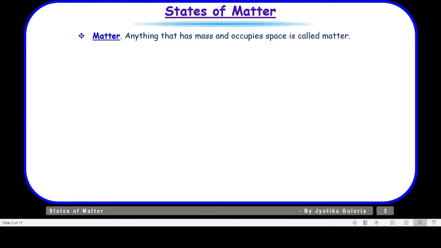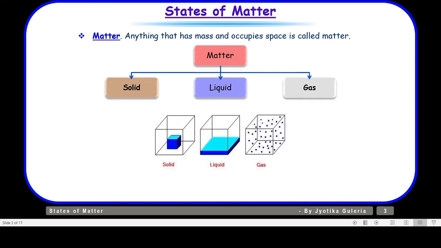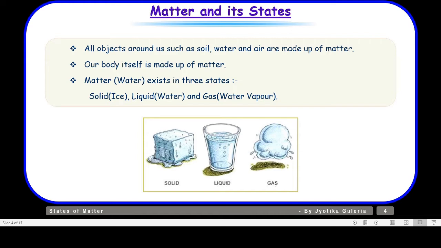So let us take up a quick revision of what is matter. Anything that has mass and occupies space is called matter, and we know that matter exists in 3 forms, that is solid, liquid and gas. All objects around us such as soil, water and air are made up of matter. Our body itself is made up of matter. If we take the example of water, it exists in 3 states: solid, that is ice; liquid, that is water; and gas, that is water vapor.